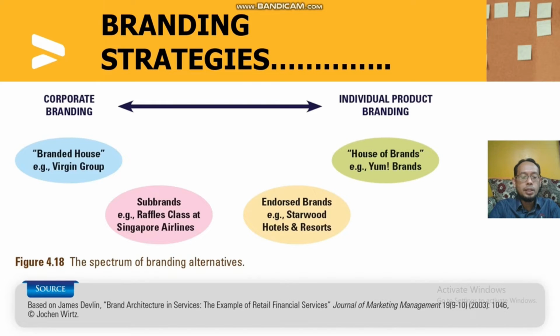The variety of branding strategies include the following. Branded house: applying a brand to multiple, often related services, for example Virgin Group. Sub-brands: using a master brand, often the firm name, together with a specific service brand, for example FedEx Ground Service. Endorsed brands: the product brand dominates but the corporate brand is still featured, for example Starwood Hotels and Resorts. House of brands: individual services are promoted under their own brand name without the corporate brand, for example KFC of Yum Brands.